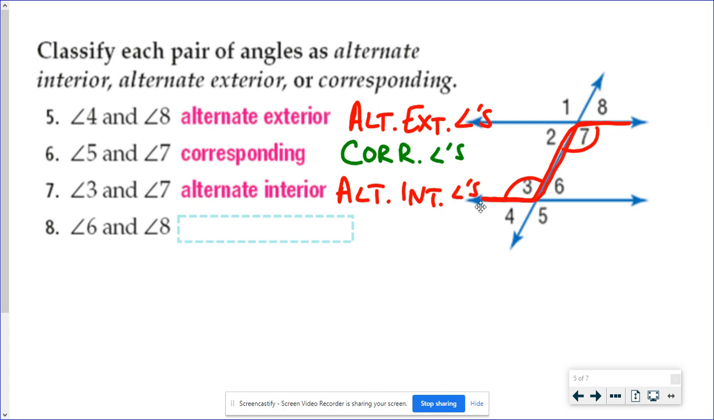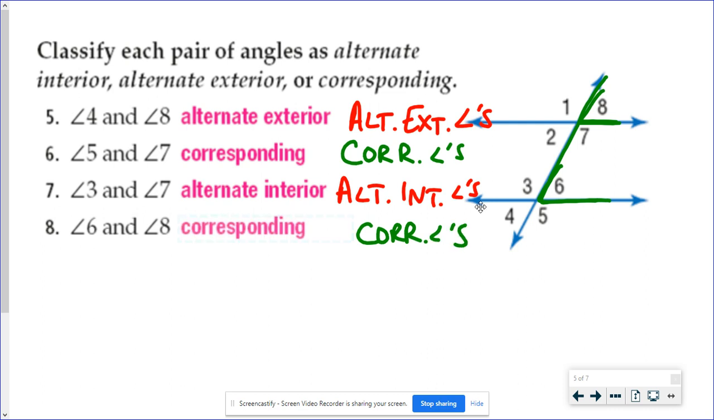And then finally, we want to look at 6 and 8. Here's angle 6. Here's angle 8. One's interior, one's exterior. That's usually a really good clue that it's going to be corresponding. 8 is in the top right corner. 6 is in the top right corner. It'll be corresponding.